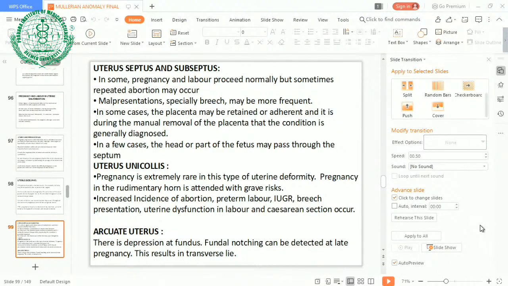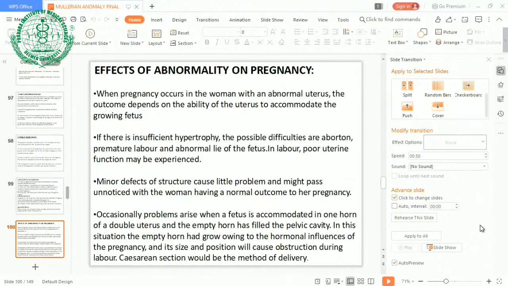Uterus unicornis: pregnancy is extremely rare in this type of uterine deformity. Pregnancy in the rudimentary horn is attended with grave risk. There is increased incidence of abortion, preterm labor, IUGR, breech presentation, uterine dysfunction in labor, and the cesarean section incidence is high. Arcuate uterus: there is a depression at the fundus. Fundal notching can be detected in late pregnancy, and this may result in transverse lie.